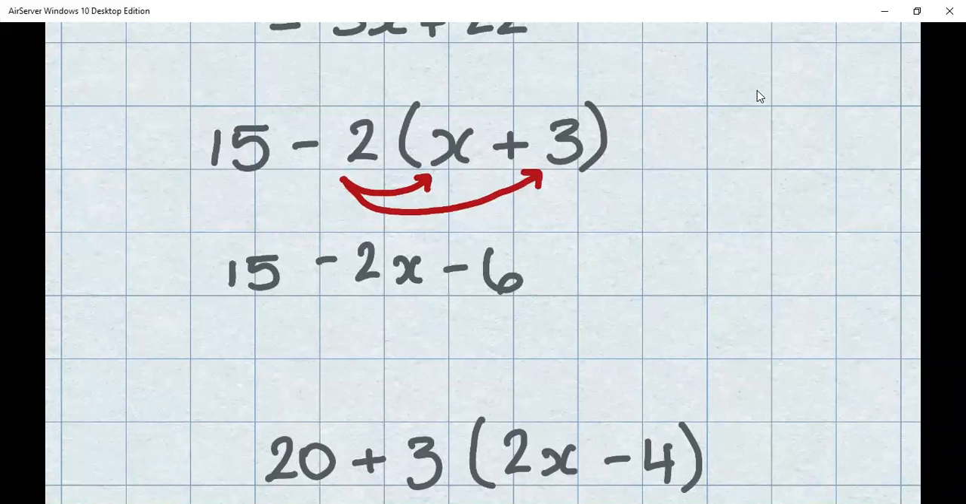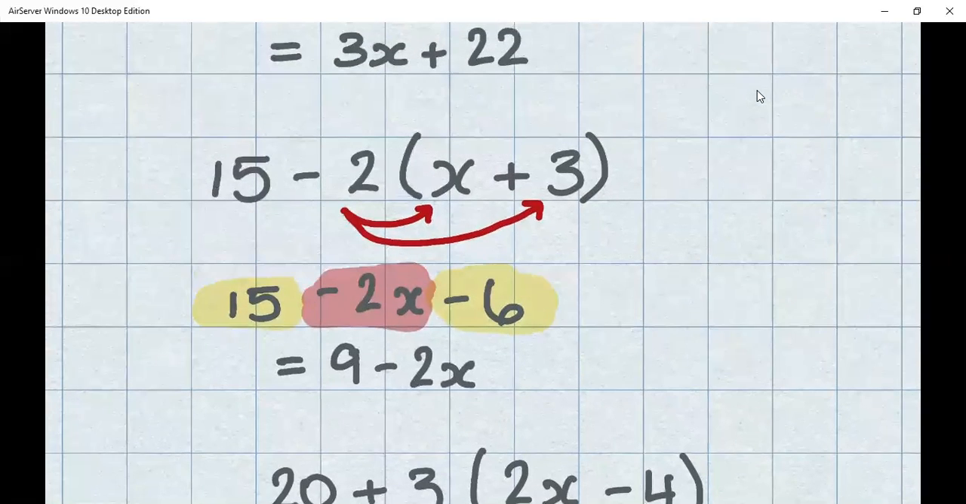So now all I need to do is simplify. So I'm going to put this 15 together with this minus 6. So 15 take away 6, that is going to give me 9. And then my minus 2x, I'm just going to leave on its own because there isn't anything else I can do with that. So there's nothing I can simplify that with, so it's just minus 2x. So the final answer is 9 minus 2x.